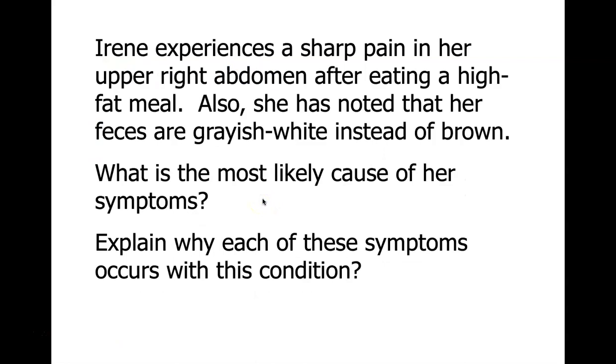Okay. So let's think through some examples. Irene experiences a sharp pain in her upper right abdomen after eating a high-fat meal. Also, she has noted that her feces are grayish-white instead of brown. What is the most likely cause of her symptoms? And then I want you to explain why each of these symptoms occurs with this condition.